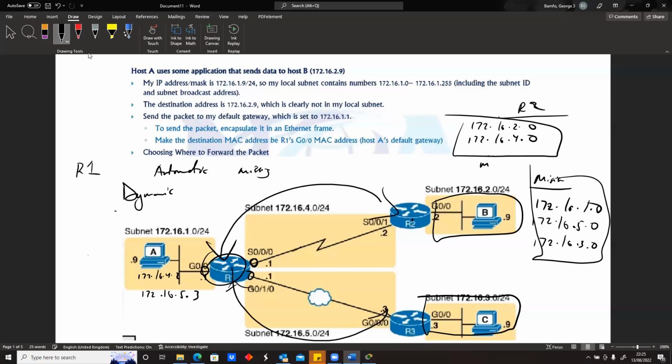So static routing is where you go into the device and you put in the networks that are missing. Dynamic routing is when you go into the device and you enable it to be able to exchange information among themselves.